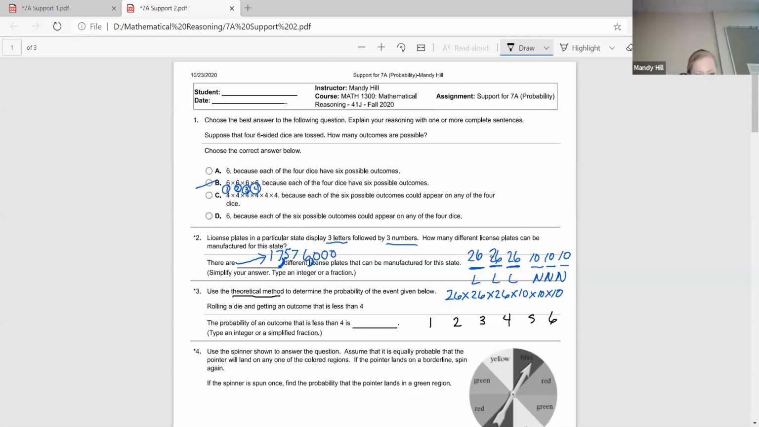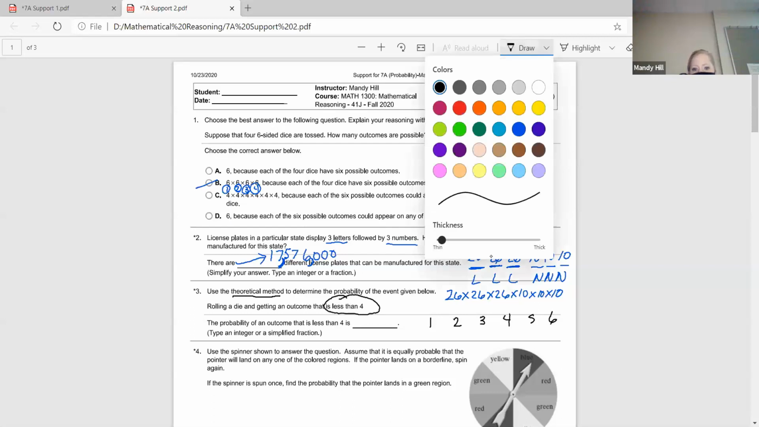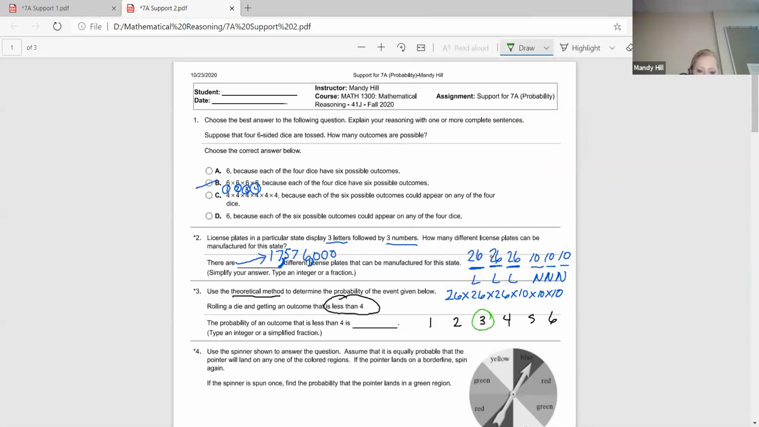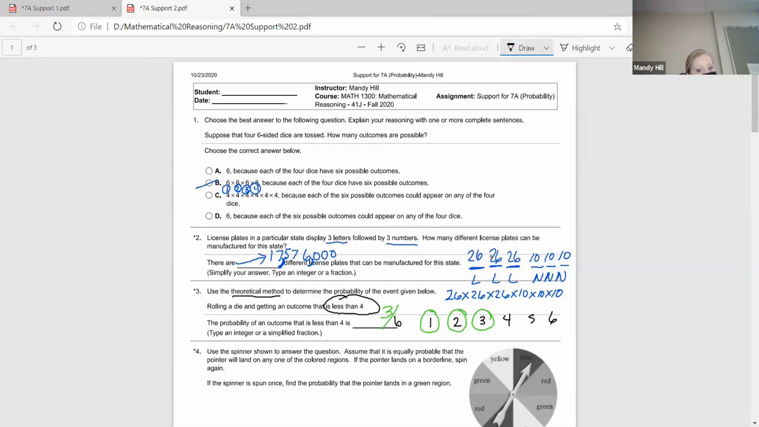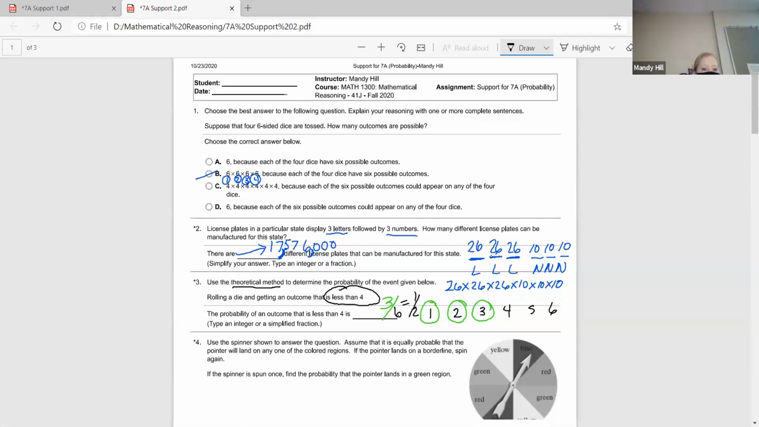So if they want to know what's the probability that I'm going to get something that is less than 4, well, how many of these things are less than 4, right? This one's less than 4, this one's less than 4. So 3 out of the total, which would be 6, is less than 4. If we reduce that fraction, that would be 1/2, which is what you're going to have to do in the end. So we have basically a 50% chance that we're going to roll less than a 4, which makes sense, right?